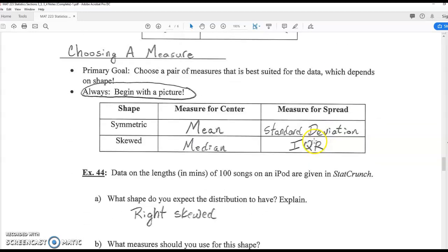So how do we choose the measure? I'm just kind of hammering this home. It seems like I'm beating a dead horse, but I'm hammering it home for you guys. We've got to be careful and do this right. The primary goal is to choose a pair of measures that is best suited for the data, which depends on shape. So we always begin with a picture, right? If it's symmetric, we use the mean for the center and the standard deviation for the spread. If it's skewed, we use the median for the center and the IQR for the spread.